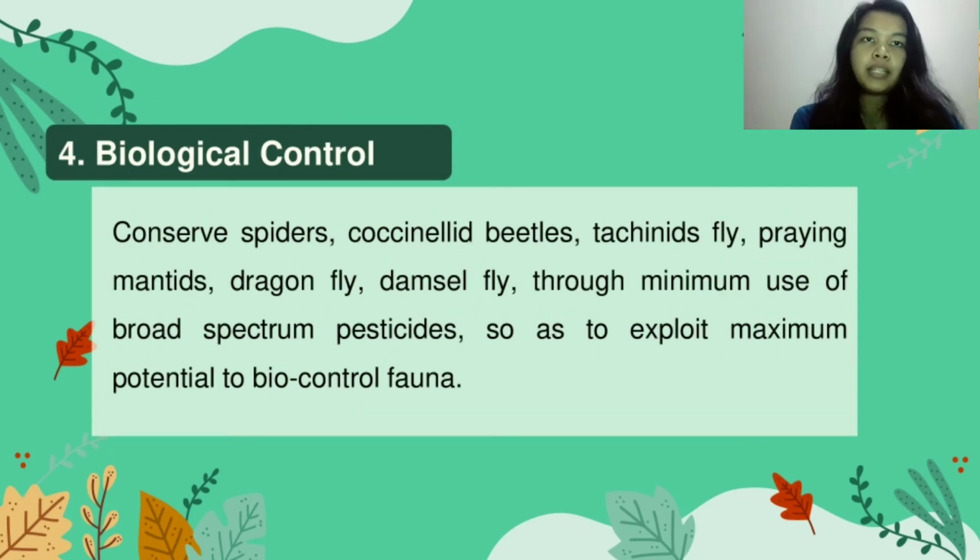So the next implementation of IPM for soybean crops is biological control. So for example, conserve spiders, coccinellid beetles, tachinid fly, praying mantids, dragonfly, damselfly, which are natural enemies of the pests of soybeans, through minimum use of broad spectrum pesticides so as to exploit the maximum potential of biocontrol fauna.